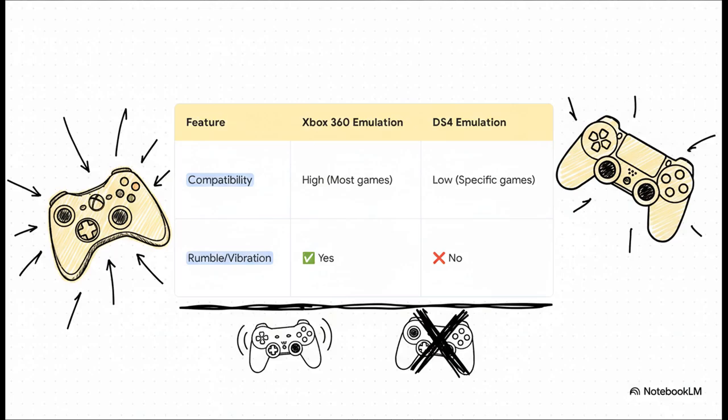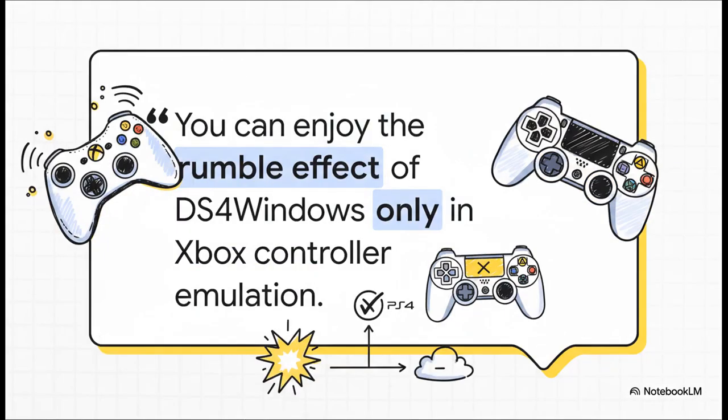But look at that second row. That's the real kicker. And there it is, plain and simple. Let me just say that again so it really sinks in. If you want vibration, if you want that rumble feedback in your games, you absolutely must use the Xbox emulation mode. The second you switch a profile to emulate a DS4 controller, you lose all rumble. For most people, that makes the decision pretty easy. Stick with the Xbox mode.